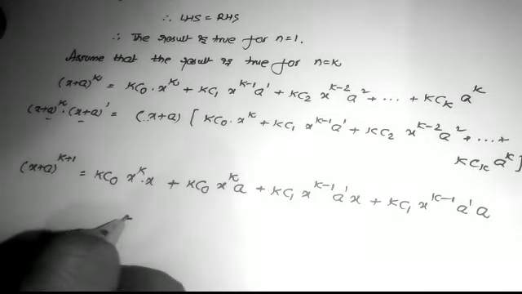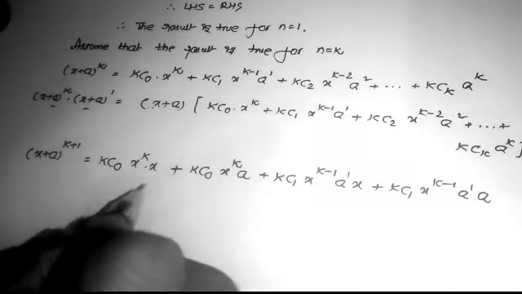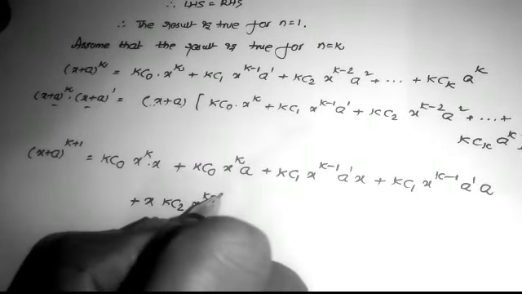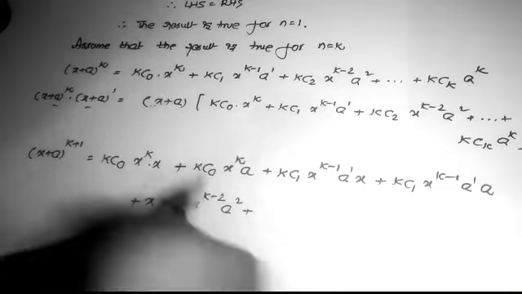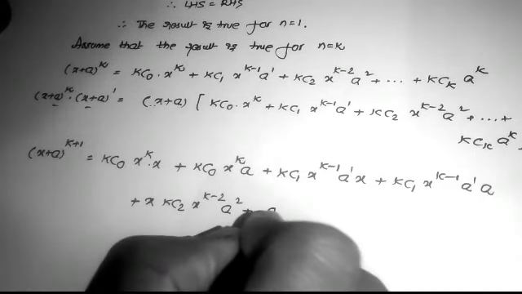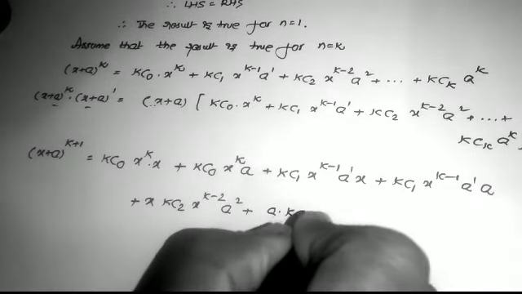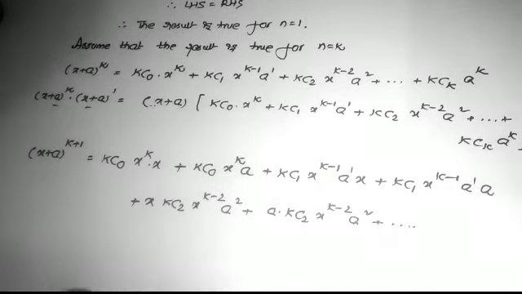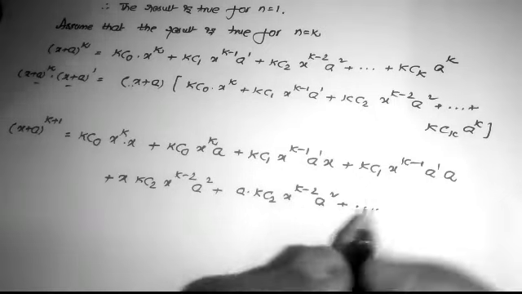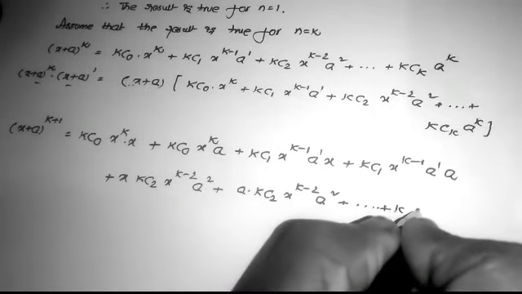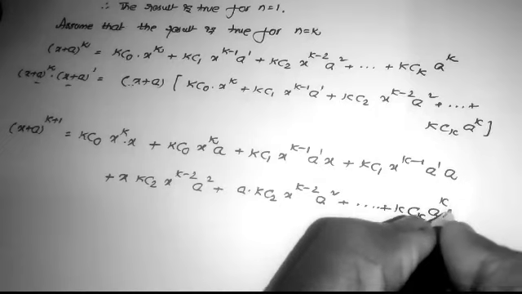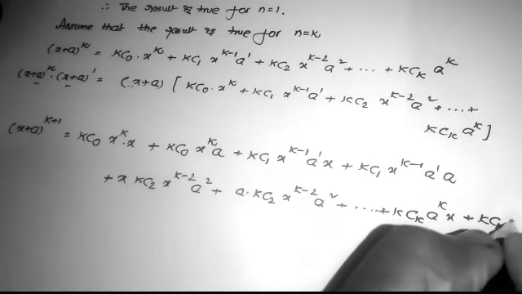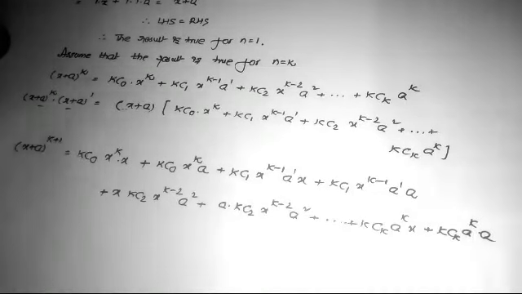Now coming to the third value: x into the third value, x into kc2 into x power k minus 2 a square. Next, a into the third value, that is a into kc2 into x power k minus 2 into a square. Now coming to the last terms: last value into x, that is kck into a power k into x, and last value kck into a power k into a.